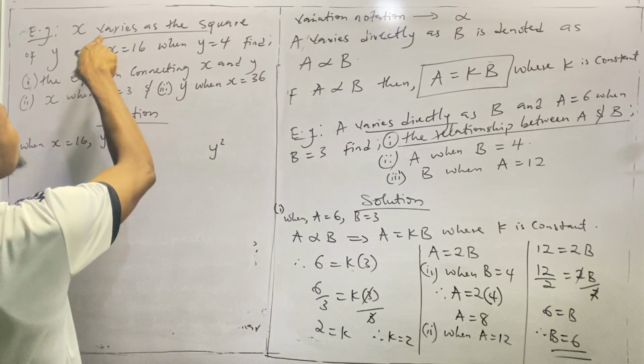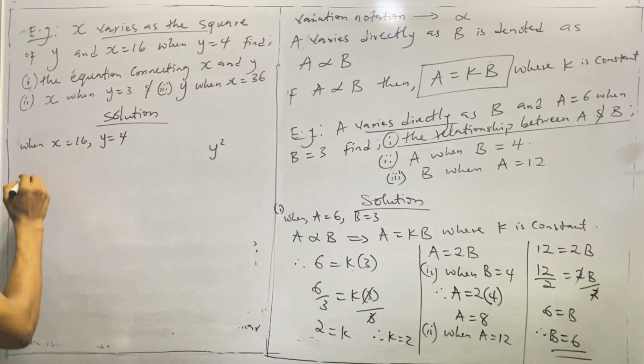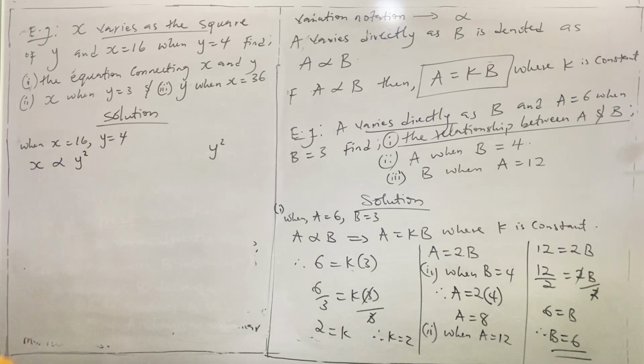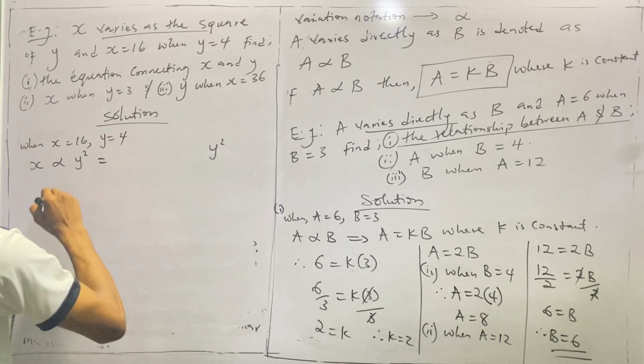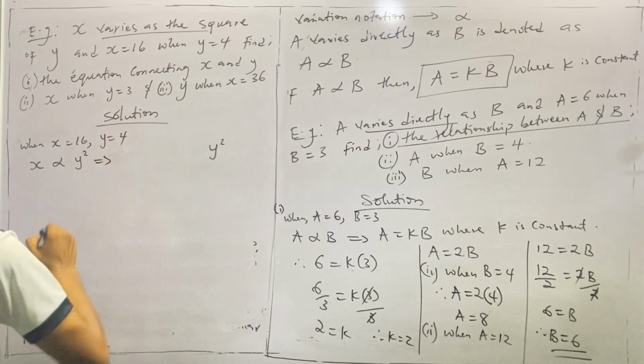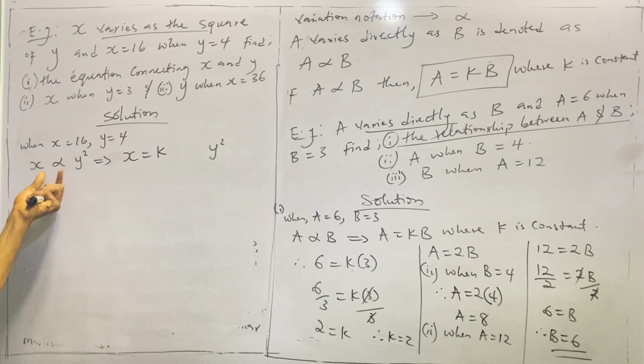So the question says x varies as the square of y, which means x varies directly as the square of y. So that is how to write the variation: x varies as the square of y. So this is the variation notation. But they are not equal.